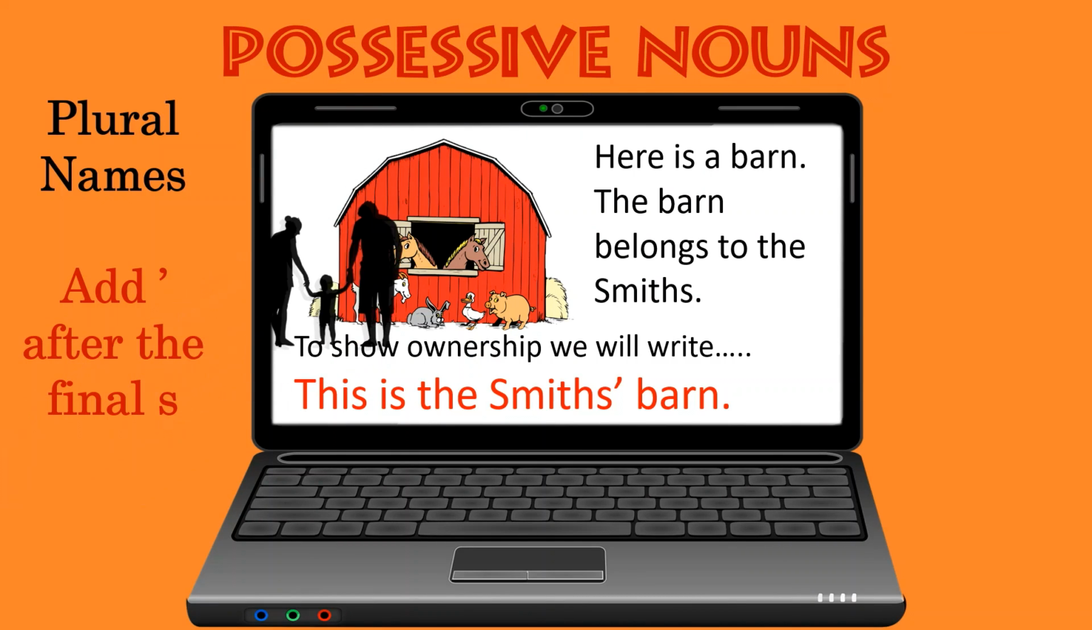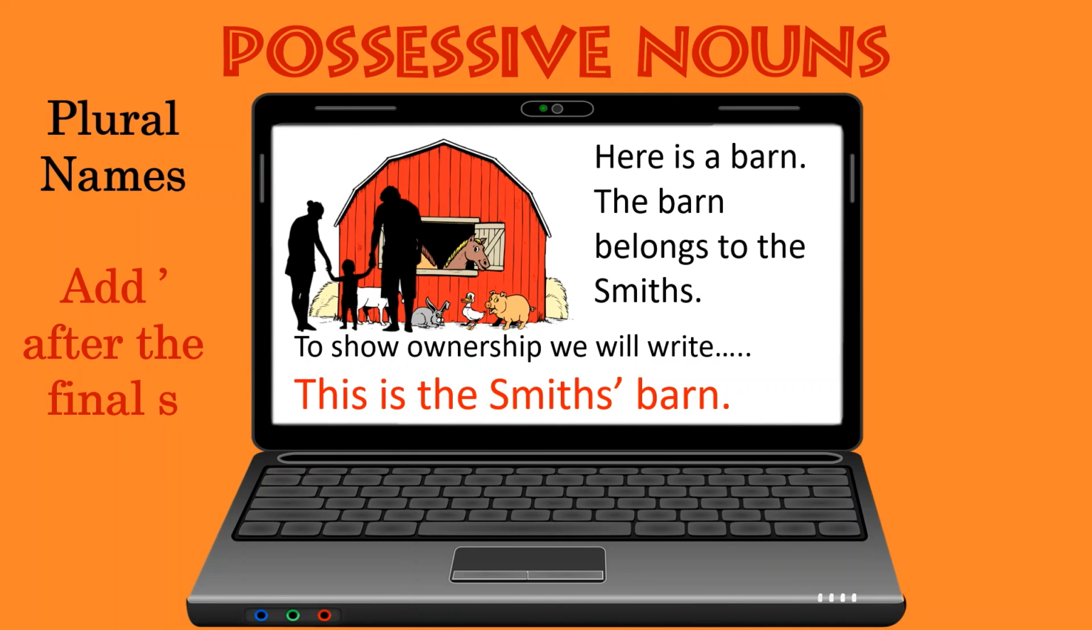Here is another example using plural names to show ownership. The rule, add apostrophe after the final S. Let's read the sentences. Here is a barn. The barn belongs to the Smiths. To show ownership, we will write, this is the Smiths' barn.